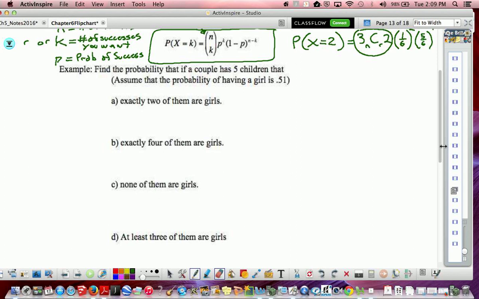So we want to know, exactly 2 of them are girls. Right away I go like this, 5 children. What variable is that? N. Beautiful. What is 0.51? P. Now the K is going to come from these questions. The first one says exactly 2 of them are girls. So I want to know the probability that X equals 2.